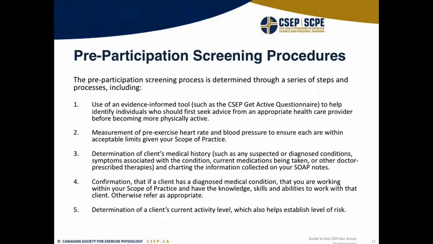Next, if a client does have a diagnosed medical condition, you need to be working within your scope of practice for your certification. And of course, you must have the knowledge, skills, and abilities to work with that client. Otherwise, refer as appropriate. And it's handy to have a list of people in your area who have expertise in different areas. And finally, as part of this procedure, using the CSEP Get Active questionnaire, you can do a quick assessment of a client's current physical activity levels. And this can also help with step 4 when you're determining risk with exercise.